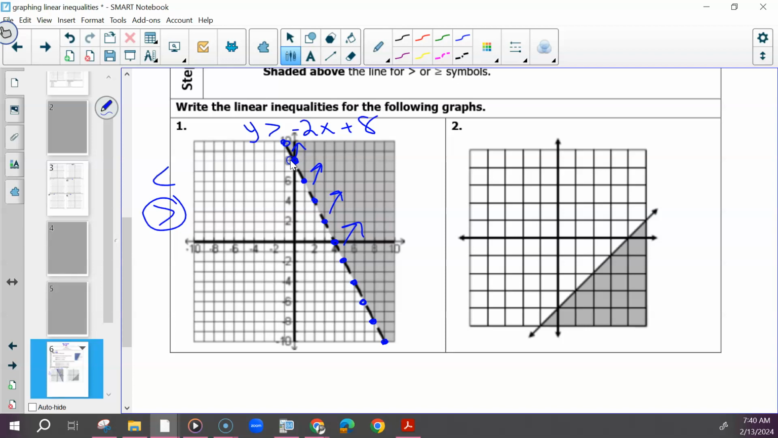Do you have this one? Oh, I do have questions. Questions on that one? How do you have -2? The slope. We counted the slope from this one to this one.